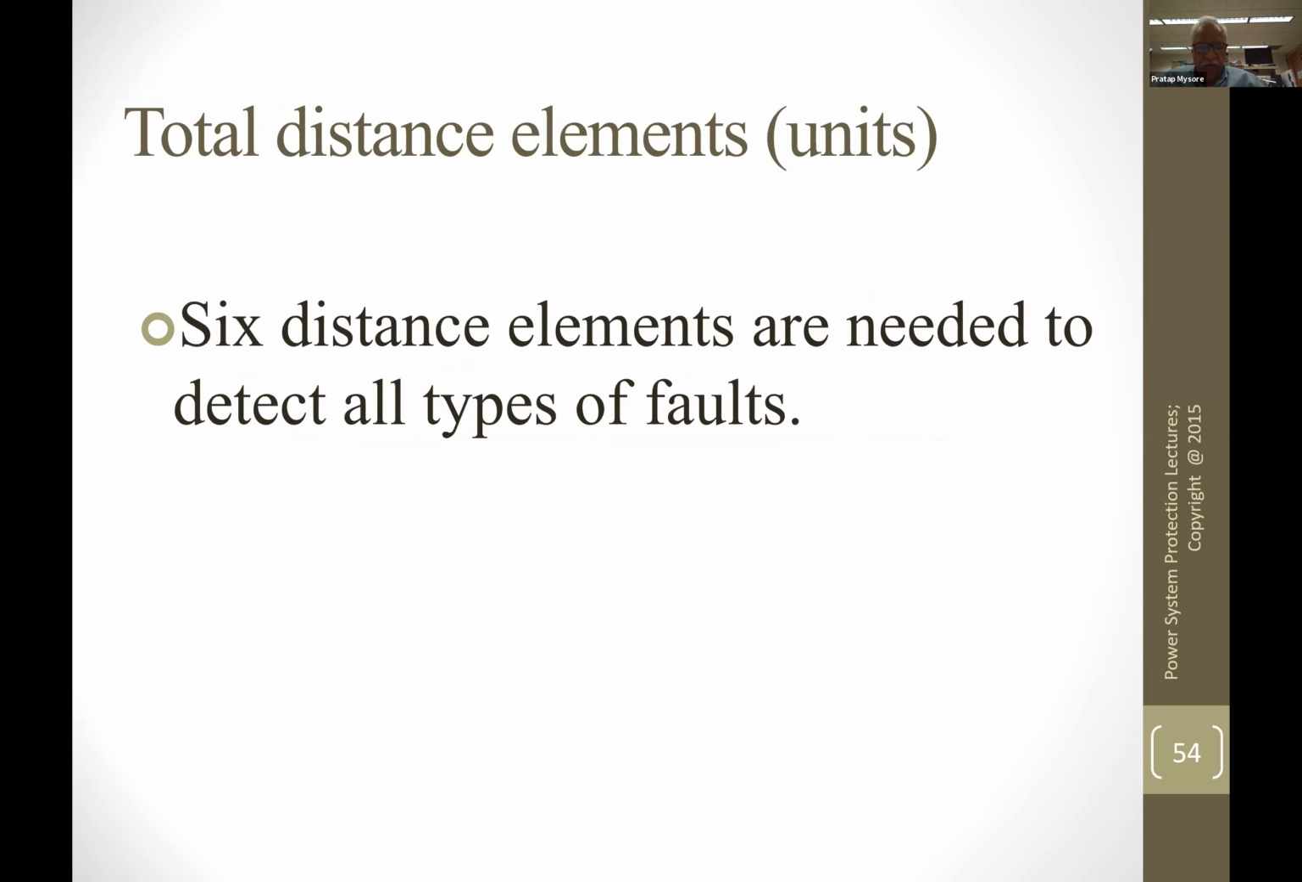So yeah, 3-phase fault and double line to ground fault can be categorized as a phase-to-phase fault or a phase-to-ground fault. Then they can be detected by both. Generally, phase-to-phase elements are used to detect double line to ground fault and 3-phase faults. So essentially, it comes down to having 6 different measurement methods to get 6 different elements with different voltage and current inputs to detect all types of faults.